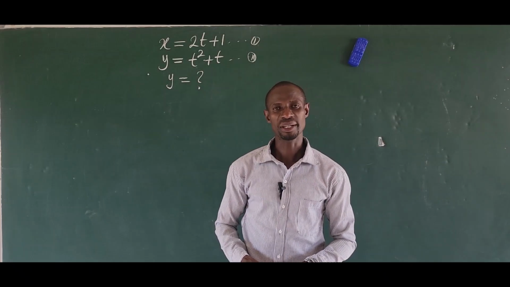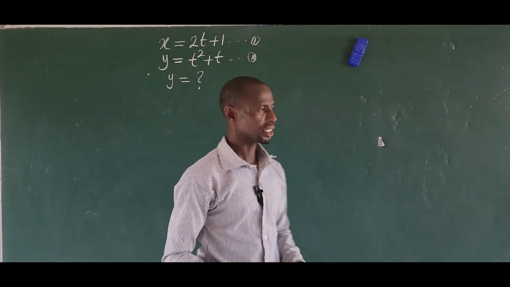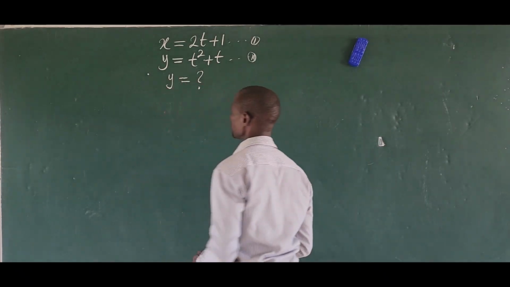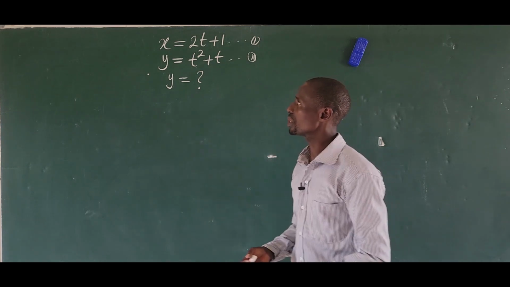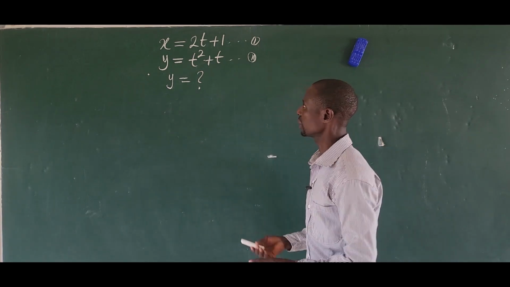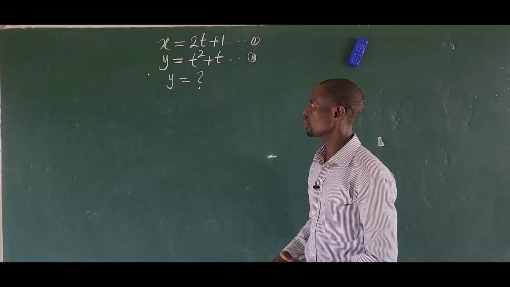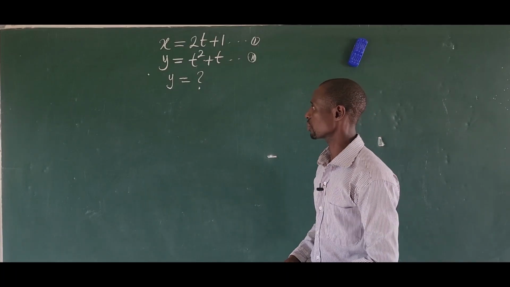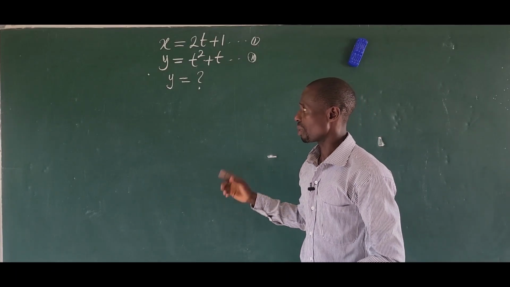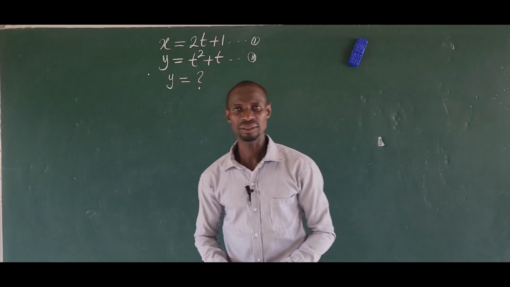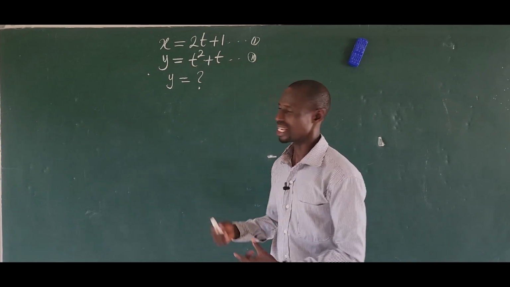Hello, wonderful people. Welcome to today's math class. Today we have this challenge on the board before us here. The question is x equal to 2t plus 1 as equation 1 and y equal to t to the power of 2 plus t as our equation 2 rather. We are asked to look for the value of our y in this expression.